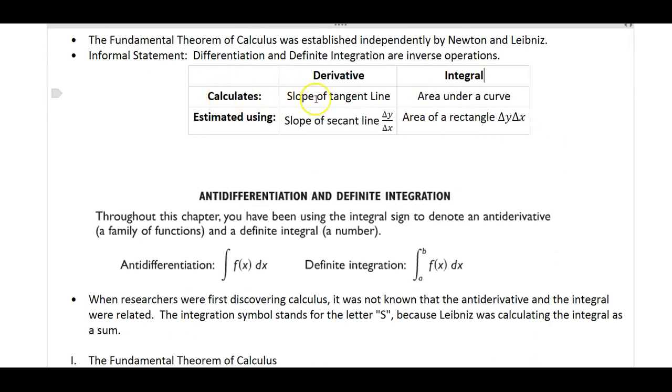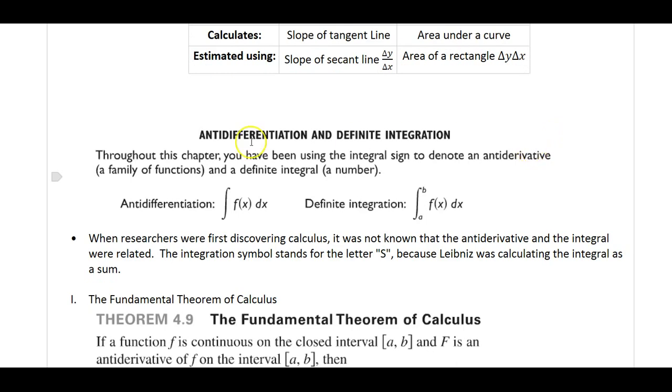So whereas the derivative calculates the slope of a tangent line and the integral calculates the area under a curve, you can estimate the derivative using the slope of the secant line, delta y over delta x. You can estimate the integral using the area of a rectangle, delta y times delta x. So we've been using this same kind of curvy S symbol to represent anti-differentiation and definite integration if you give it bounds, whereas this one is a family of functions and this one is a number.